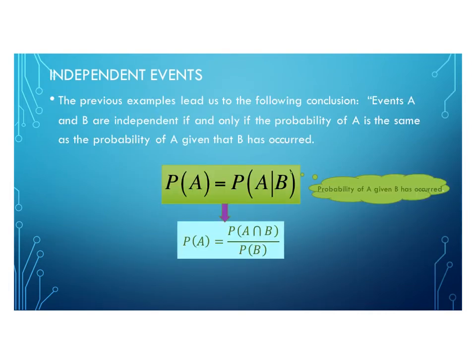Okay, so our examples lead us to the following conclusion. Events A and B are independent if and only if the probability of A is the same as the probability of A given that B has already occurred. Okay, so this statement has to be true, and this is big on FRQs on the AP exam. It shows up, at least it has in the last several years. Remember, I'm saying the probability of A equals the probability of A given that B has already occurred.